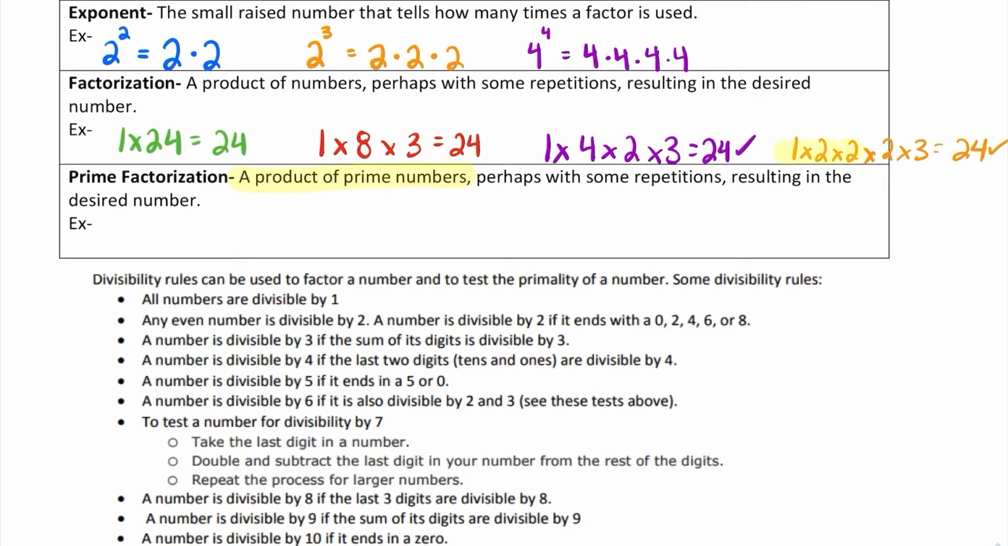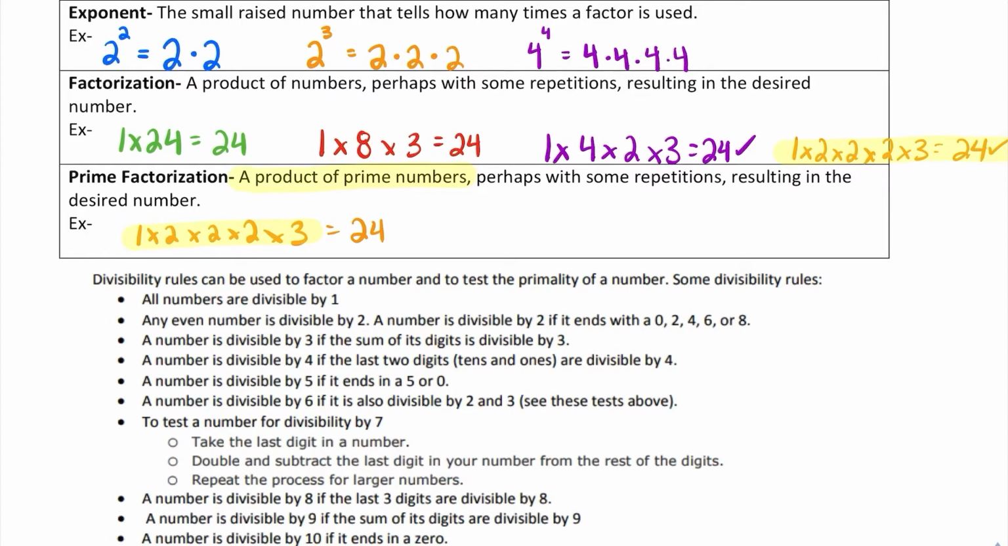And you might say, hopefully you notice that this very last one, if you take a look at the factors, I'm going to rewrite it here: 1 times 2 times 2 times 2 times 3. And this is equal to 24. If you take a look at the factors of 24, the way we wrote it here, what do you notice? Well, all the factors are prime. This is what we call prime factorization, and that's what we're going to be practicing today.